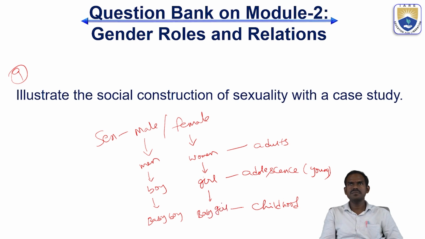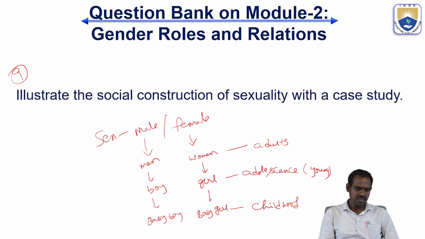Okay, baby boy and baby girl. These are the childhood terms. So, these are the sexual terms which relate to gender. Now, the social construction of sexuality includes a case study.